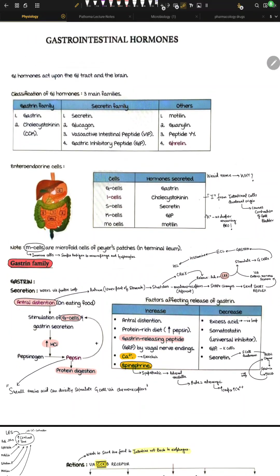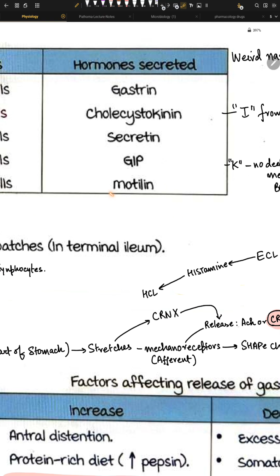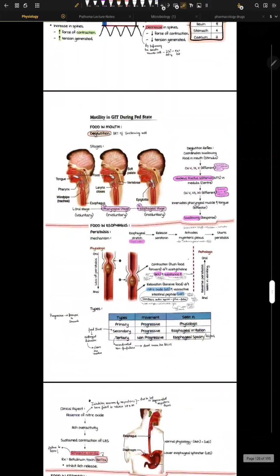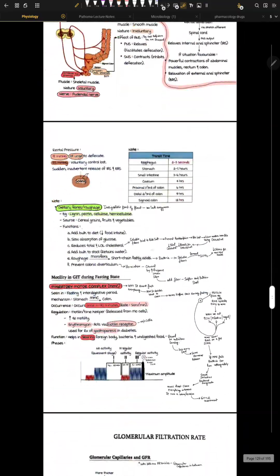Try to understand these hormones. The first hormone is the gastrin family. Before that, let me talk about something called motilin. Now, this motilin is actually responsible for the movement of, I'll talk about it right away because it's a big, interesting topic.